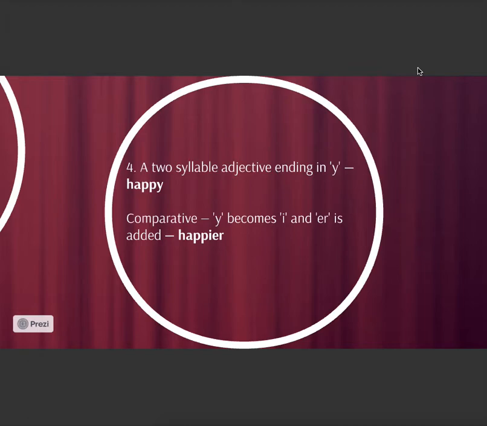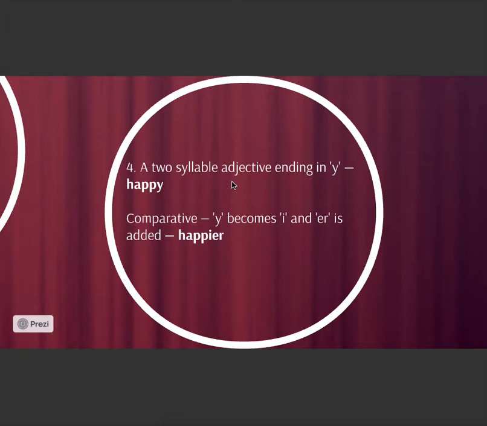When you have two syllable adjectives like happy, but it happens that the adjective is ending in y, what do you have to do? You have to delete that y and change it for an i, okay? And then you have to put er in the normal way. So, happy, happier. ¿Tiene dos sílabas? Sí, no es un adjetivo corto, porque ya tiene dos sílabas.